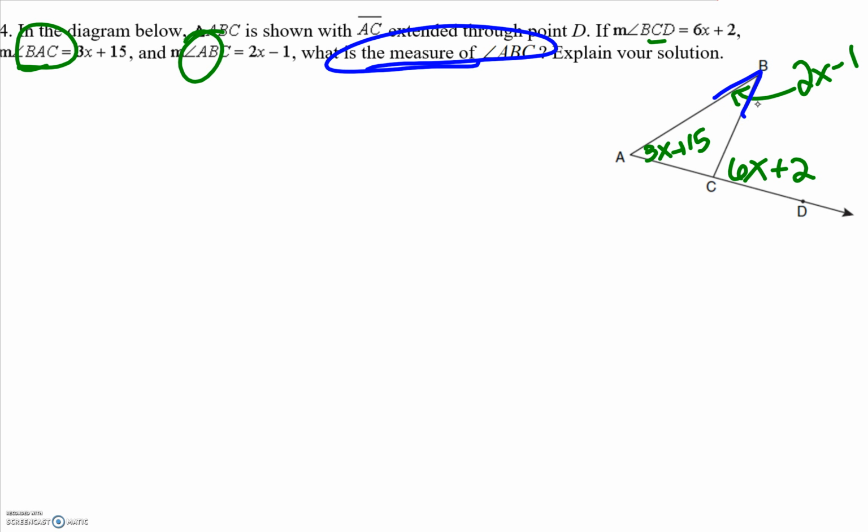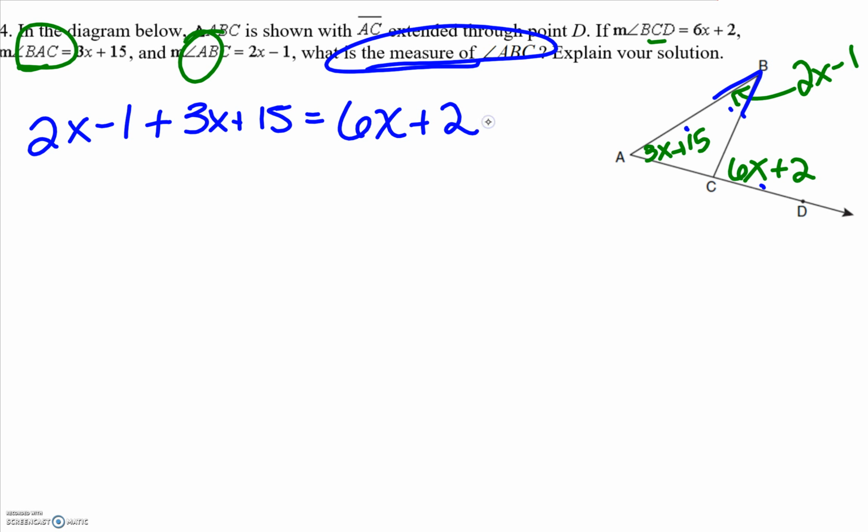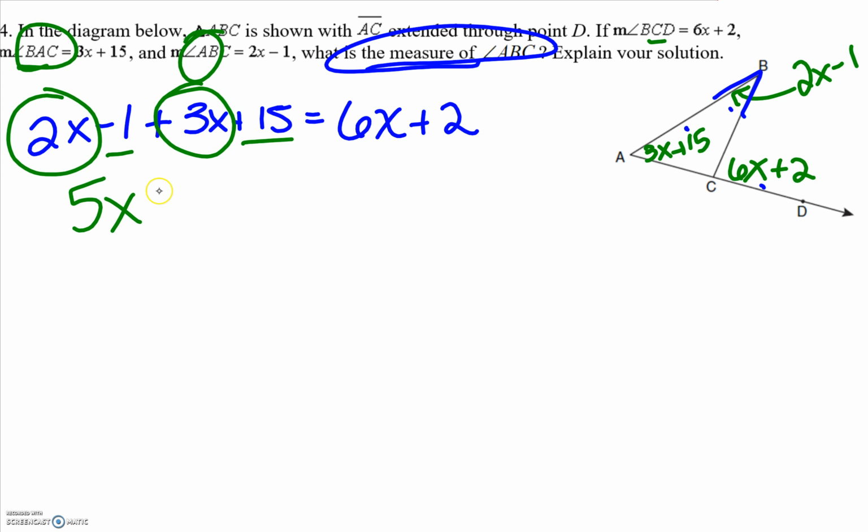We need to first figure out the value of x. So we're going to take 2x minus 1 and add it with the 3x plus 15 because these two are our non-adjacent angles to our exterior. And we know that the sum of those two should equal that exterior angle of 6x plus 2. On the left-hand side, we're going to combine our like terms. 3 and 2 is 5x. Negative 1 and a positive 15 is a plus 14, which is equal to 6x plus 2.